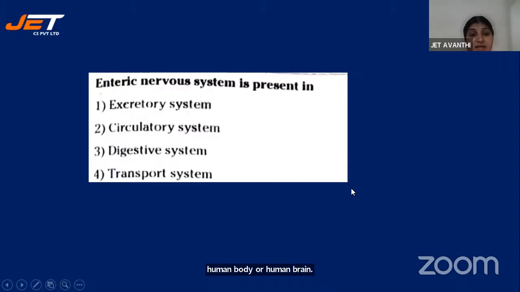Very good. Next. The enteric nervous system is present in the excretory system, circulatory system, digestive system, or transport system. So which organ system has this enteric nervous system? I want the answer, children. It is very clearly given. Yes, absolutely correct. Shivani has given the correct answer. Vishwanath Hanmakonda has given the correct answer. Avinash has given the correct answer. Vijay has given the correct answer. Yes, children. It is the digestive system.